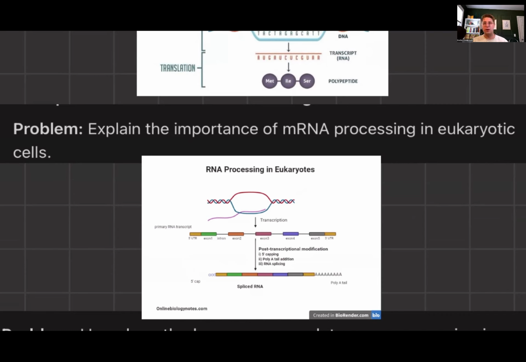mRNA processing increases the stability and translation efficiency of mRNA. The 5' cap protects the mRNA from degradation and aids in ribosome binding. The poly A tail enhances stability and facilitates export from the nucleus. Splicing removes introns, things we don't want to code into proteins, allowing the mRNA to encode the correct protein.